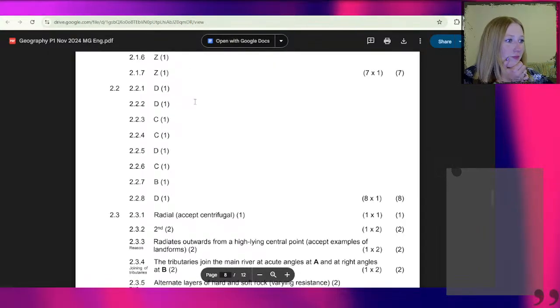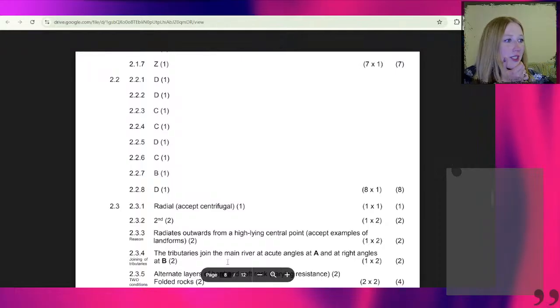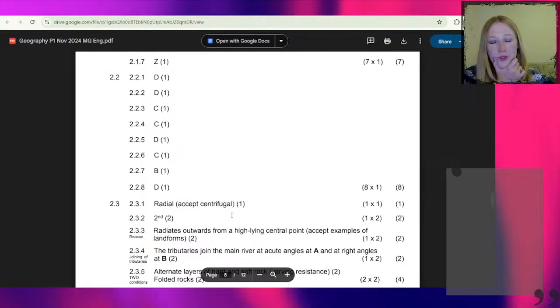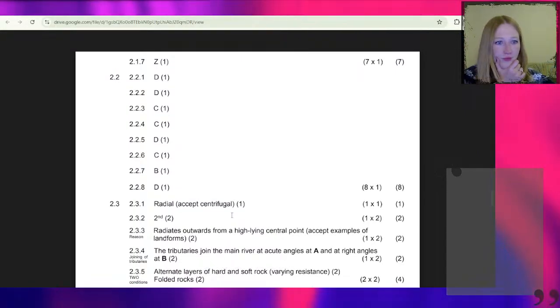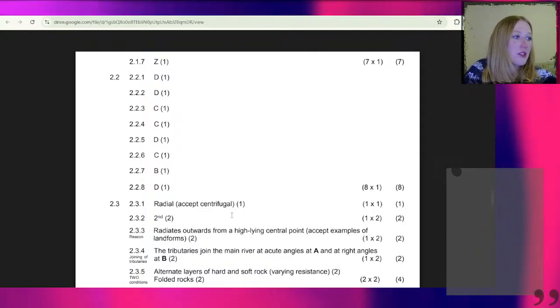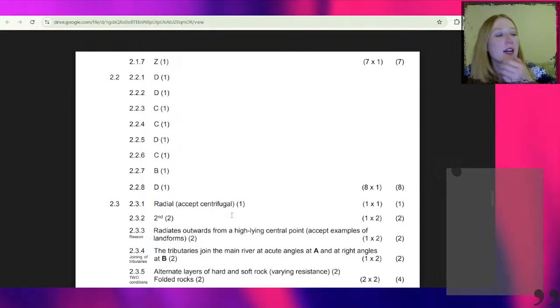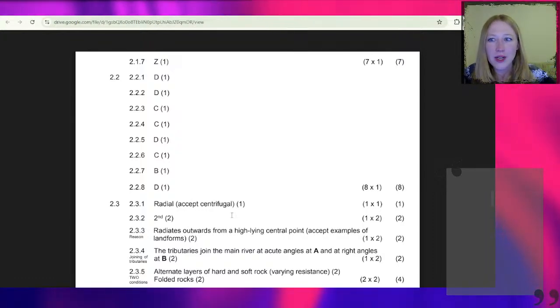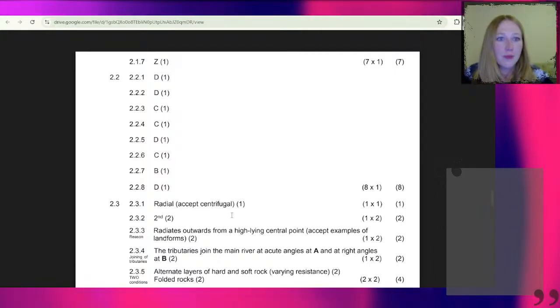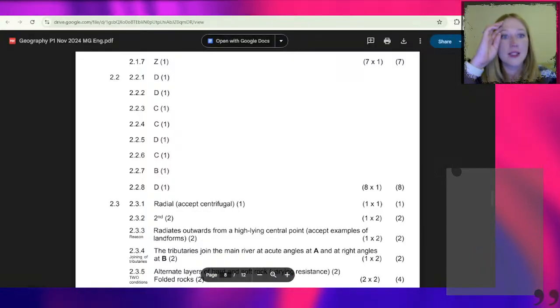Okay, alternating layers. Sorry, just wait for this to go away. There we go. Alternate layers of hard and soft rocks of varying resistance, or folded rocks. I suppose I could see folded rocks as well. I thought they were wanting to know why it is at right angles, and that would be because of some type of fractures coming from those alternating lines.